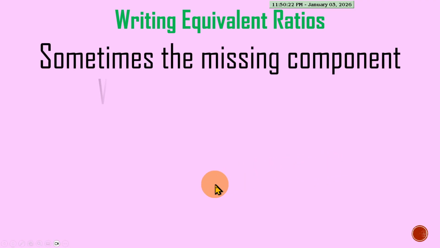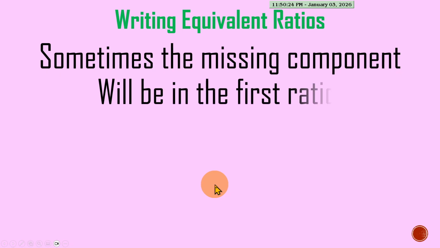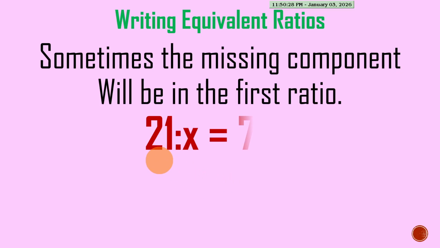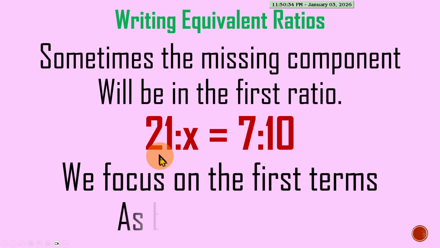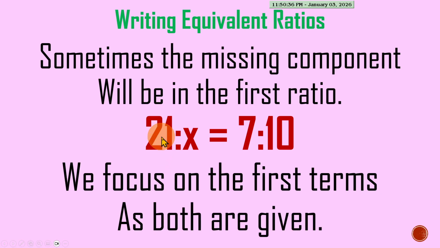Sometimes the missing component will actually be in the first ratio and not always the last one. So here we have 21 to x is equal to 7 to 10. So we're still focusing on term number 1. Notice this time we went from 21 to 7. It went smaller. But you have to work backward. 21 divided by 3 is what gave us 7. But we want to know x, so we have to do the reverse.